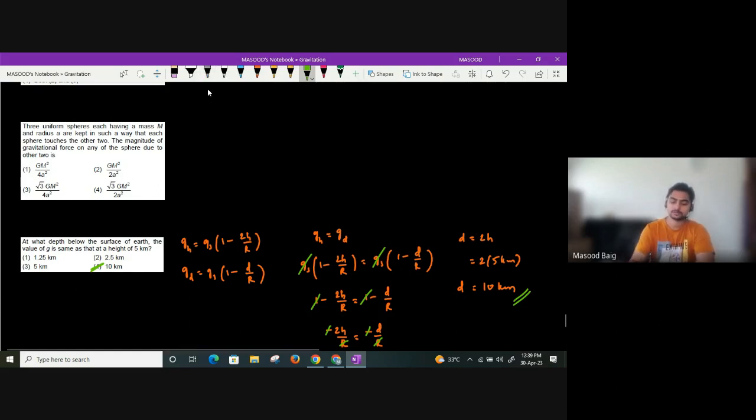Yes or no? Next question, you see. 3 uniform spheres each have mass m and radius r are kept such that they are touching each other, guys. Okay, this is the situation. 3 identical spheres have been given. How are they? They are touching each other has been mentioned, guys. You can take it something in this manner.